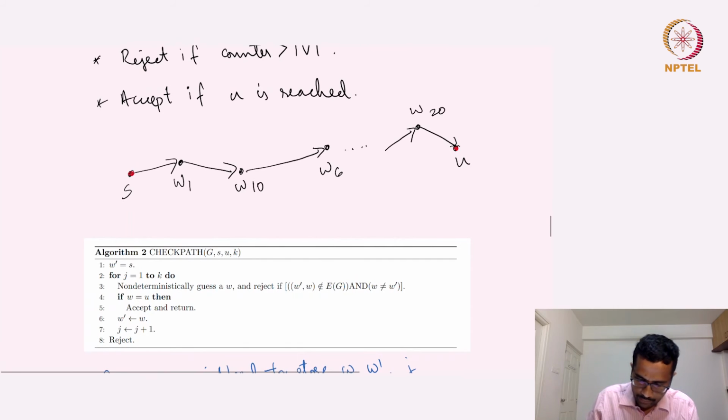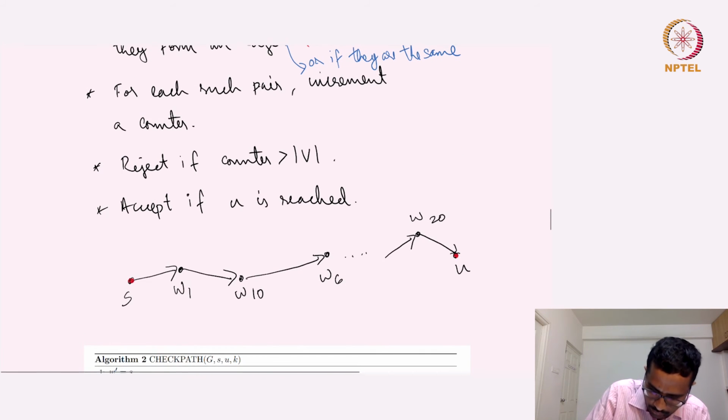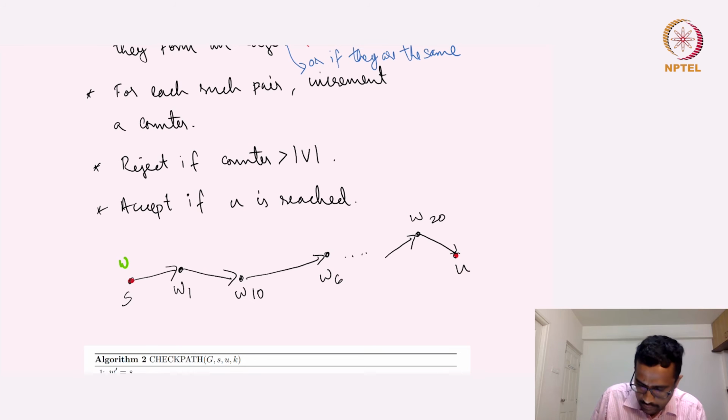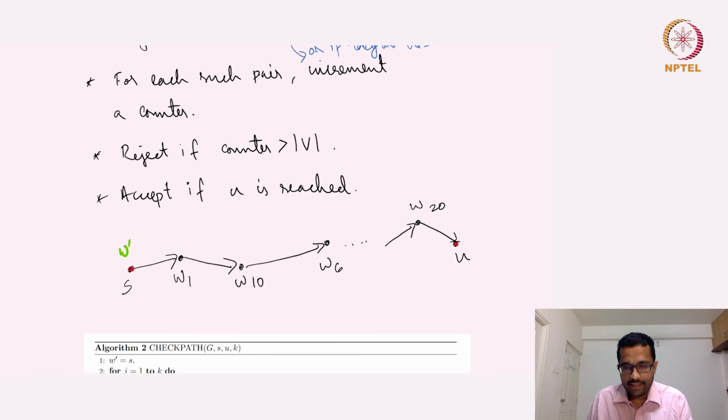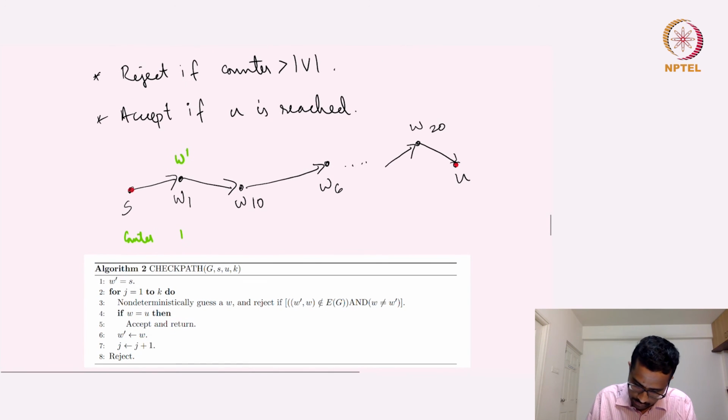So what happens is, initially we call S equal to W prime, and we guess a W. So let's say the guess W is W1, and then we check whether there is an edge from W prime to W. In this case S is W prime, W1 is W, so there is an edge, so fine. Now we rename W to be W prime. Not just that, we also increment a counter. So now we have verified one edge, and we increment the counter to 1. The counter used here is J. So J is equal to 1 now.